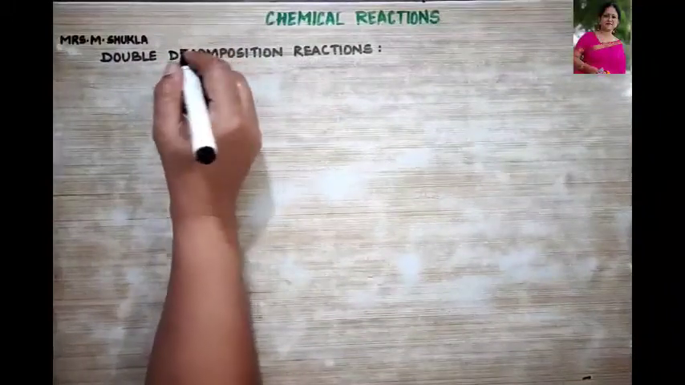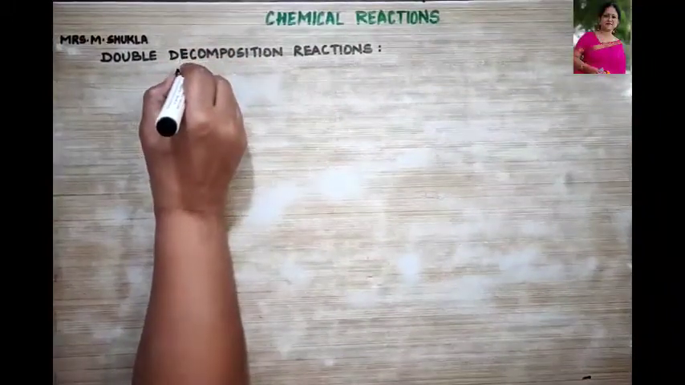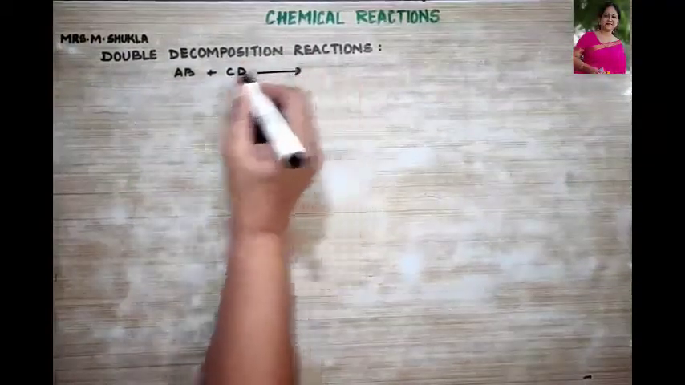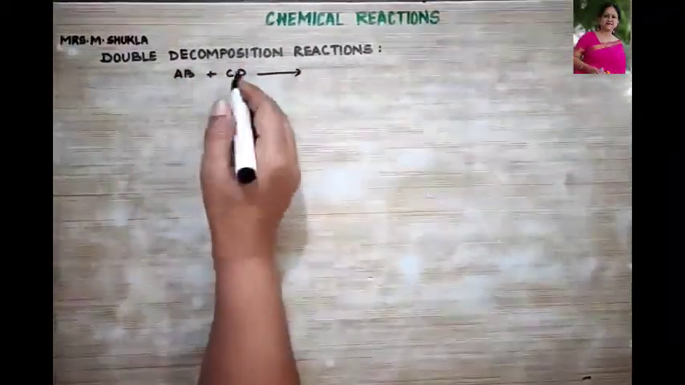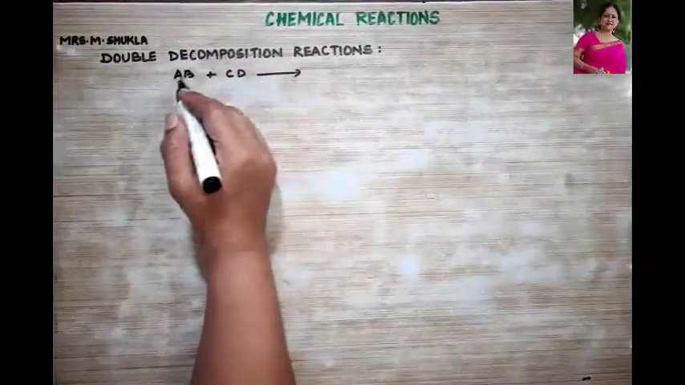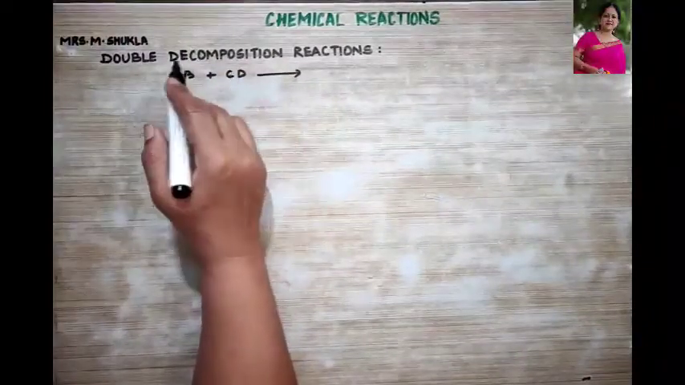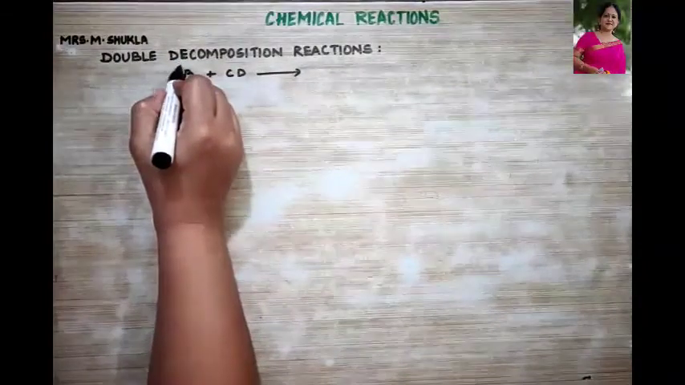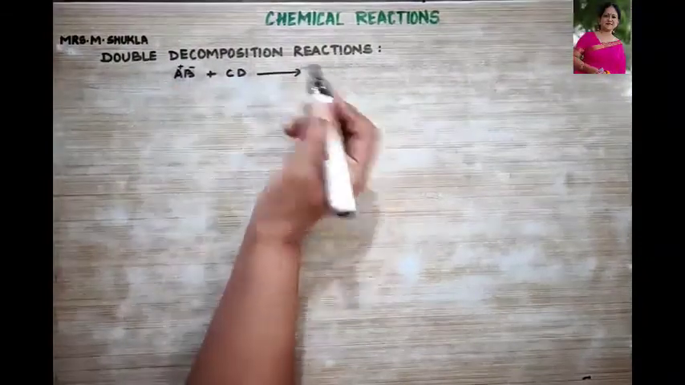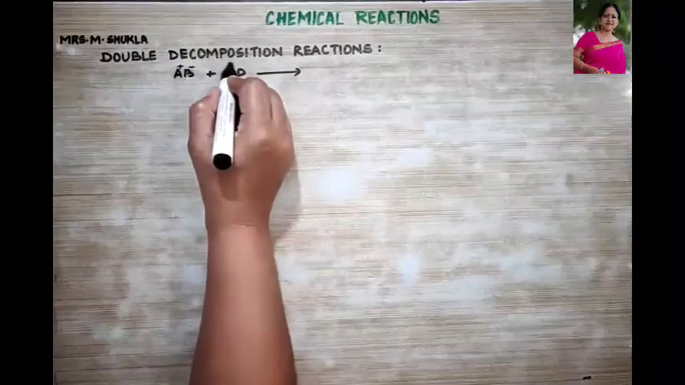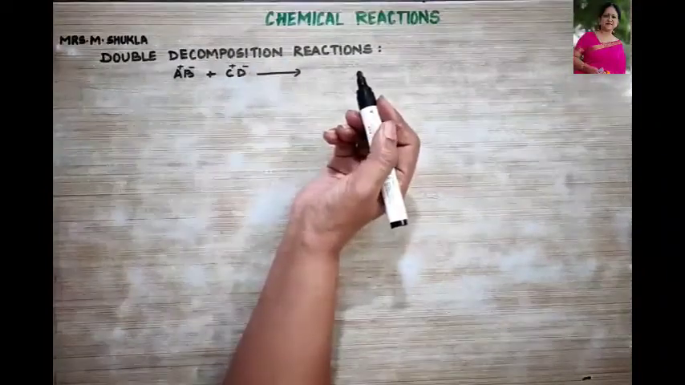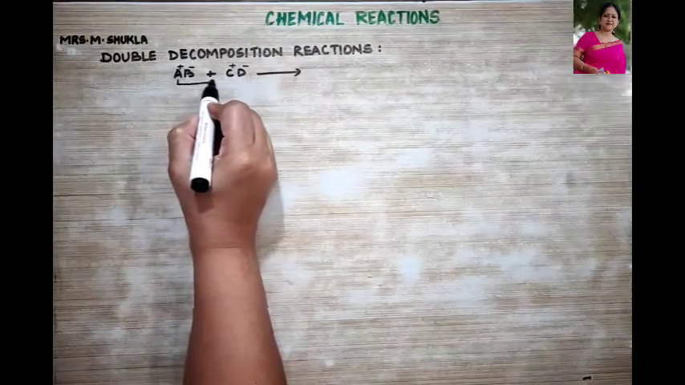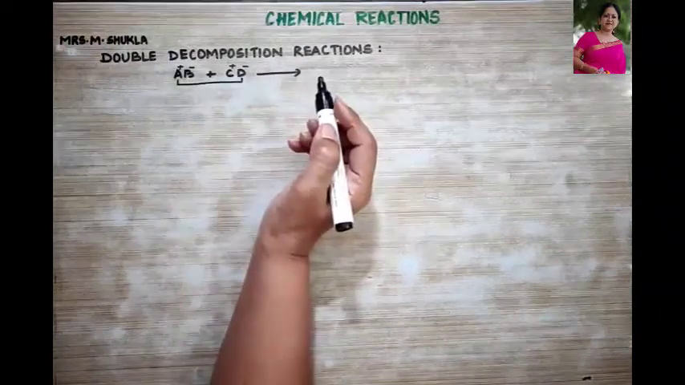Over here, two compounds, that is AB and CD. Here what happens, mutual exchange of radical takes place. Now let me make you understand what I mean by mutual exchange. This is a compound, made up of a positive and a negative ion. This is also another compound made up of a positive and a negative ion. So the positive ion of the first compound combines with the negative ion of the second compound.